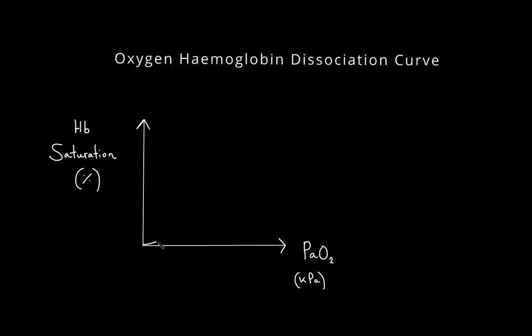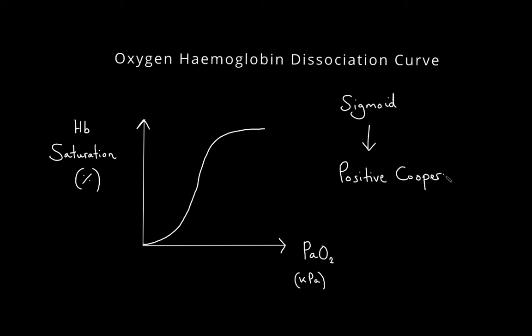So the curve looks like this. It's a sigmoid shaped curve, or an S-shaped curve. And the reason it's this shape is due to a phenomenon called positive cooperativity. To understand positive cooperativity, we need to have a better understanding on the structure of hemoglobin.